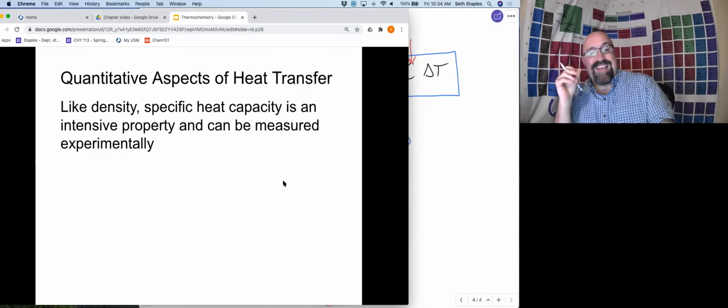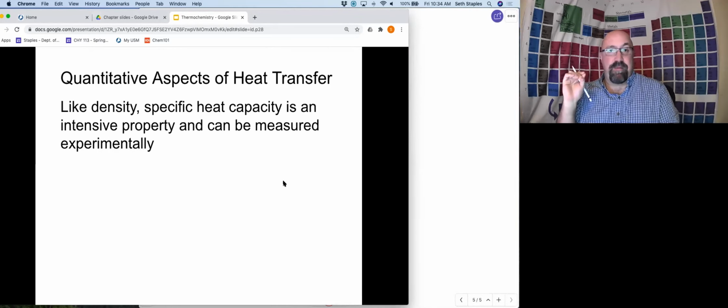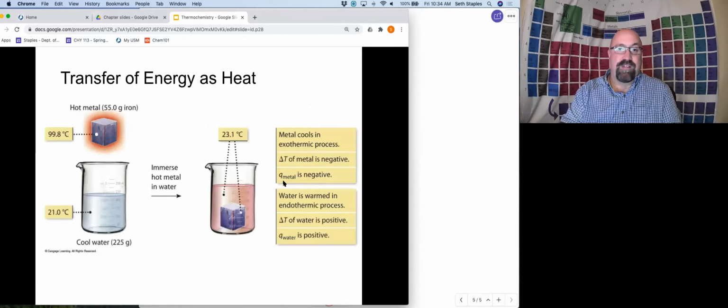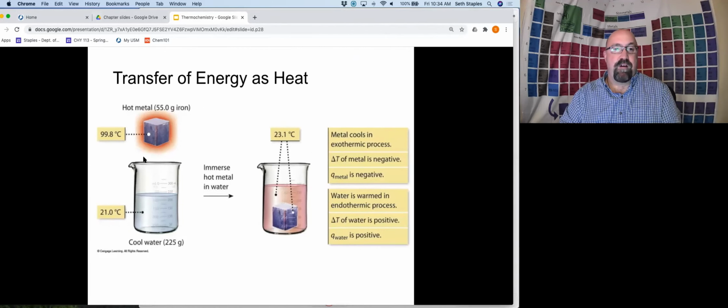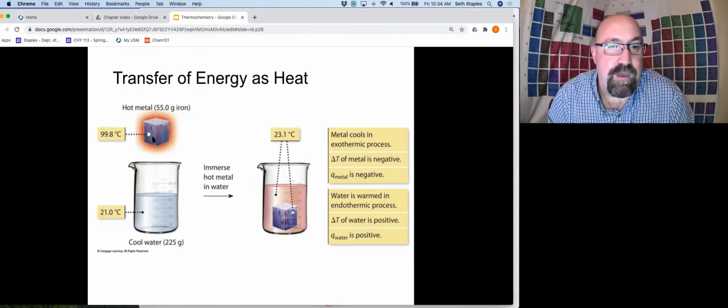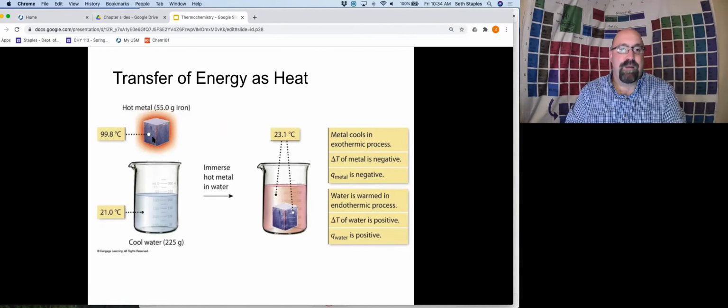And so, like density, specific heat is an intensive property. So the specific heat isn't going to change no matter how much of the substance we actually have. And so we can measure it experimentally. Let's think about this scenario here. Let's think about if we have a hot piece of metal. We have a hot piece of iron. It's up at about 99.8 degrees C.